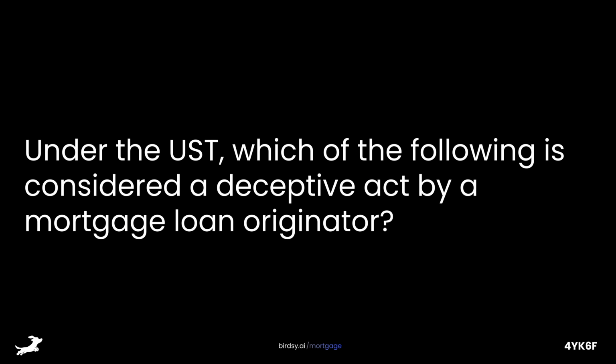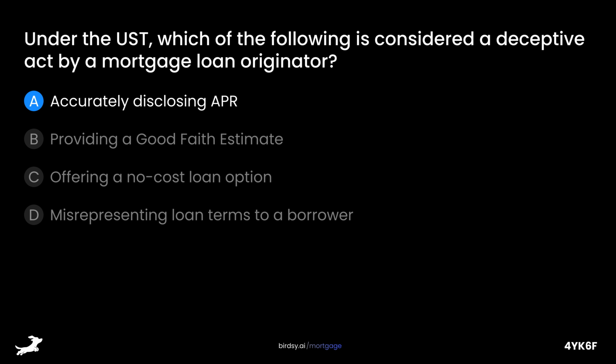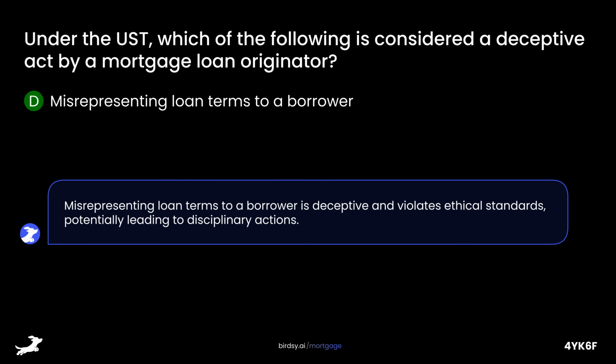Under the UST, which of the following is considered a deceptive act by a mortgage loan originator? Is it A, accurately disclosing APR, B, providing a good faith estimate, C, offering a no-cost loan option, or D, misrepresenting loan terms to a borrower? The answer is D, misrepresenting loan terms to a borrower. Misrepresenting loan terms to a borrower is deceptive and violates ethical standards, potentially leading to disciplinary actions.